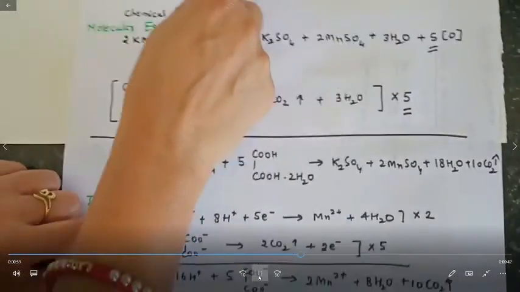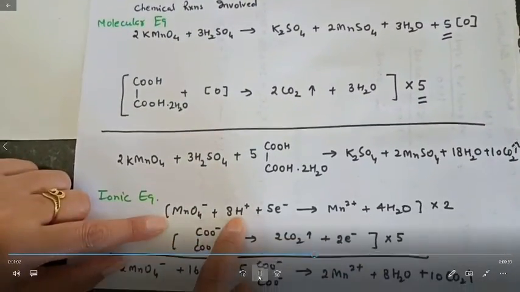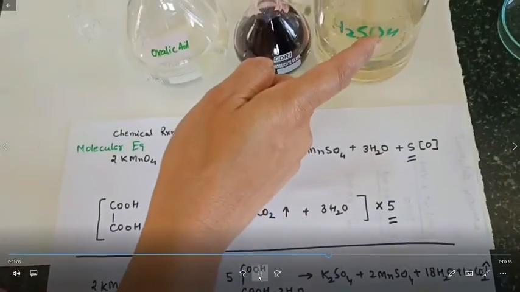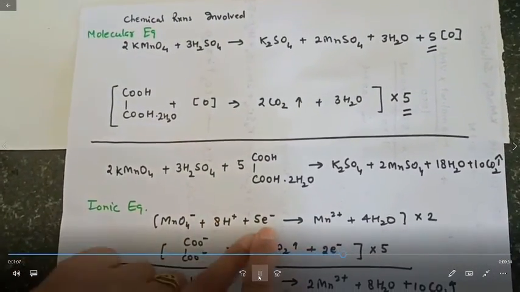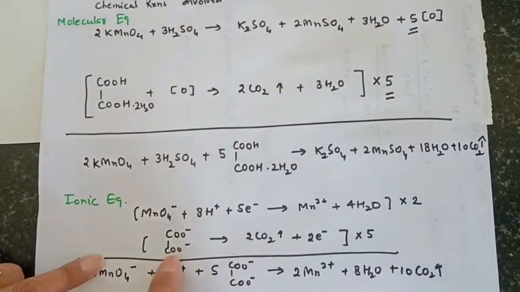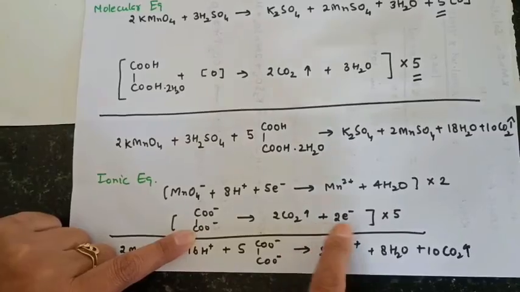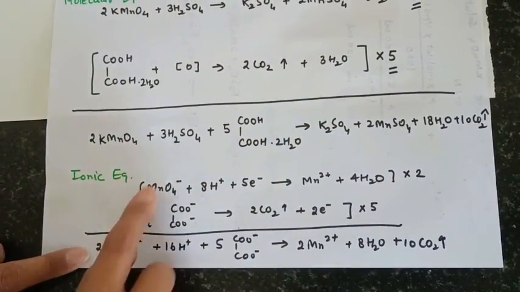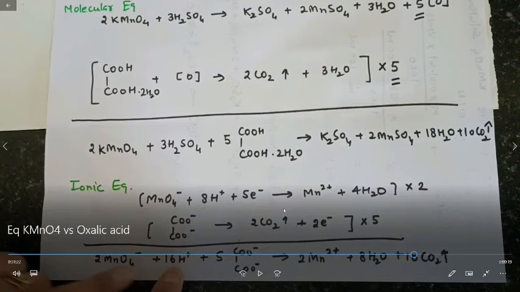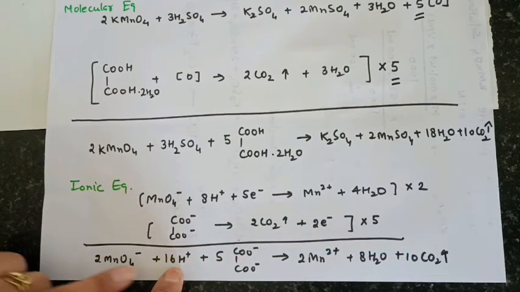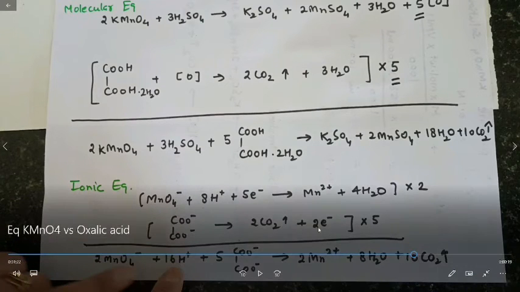Now the ionic equation. From KMnO4 we will have MnO4 minus. From H2SO4 we will have 8H plus, and 5 electrons are involved in this reaction, right? Here is the oxalic acid, from which 2 electrons are evolved. It is important that in the MnO4 reaction 5 electrons are consumed or gained by the Mn, and in the oxalic acid 2 electrons are evolved. Here 2 electrons are evolved and here 5 electrons are consumed.